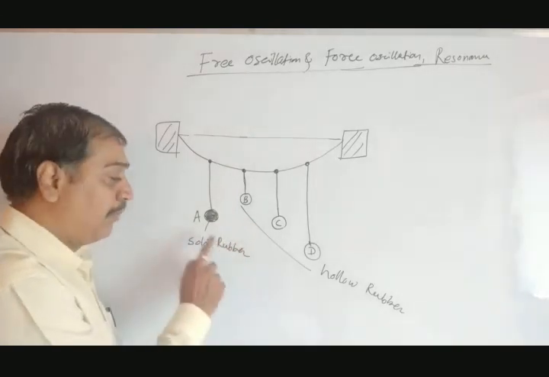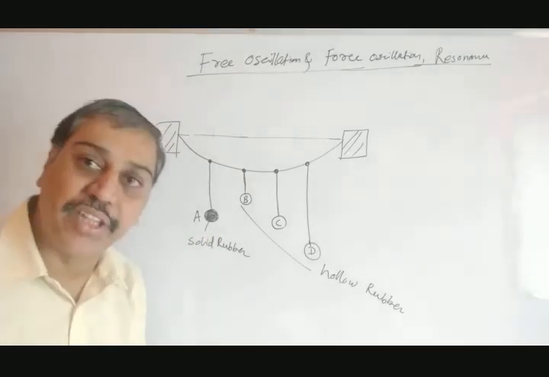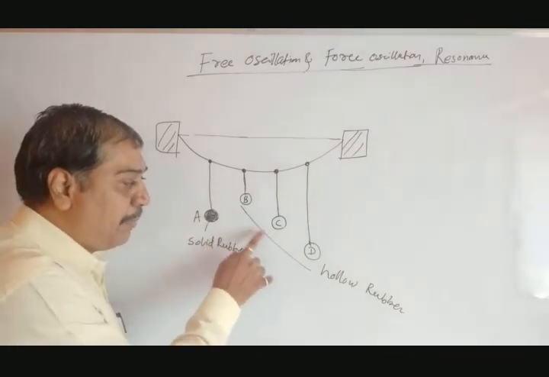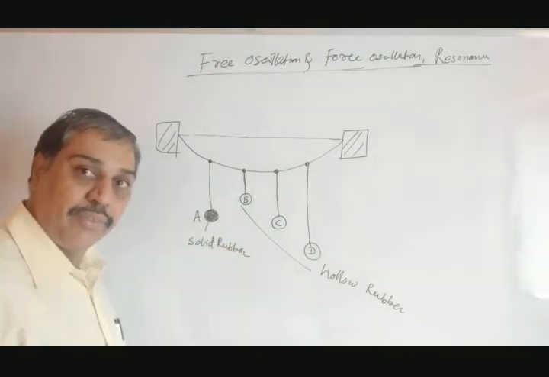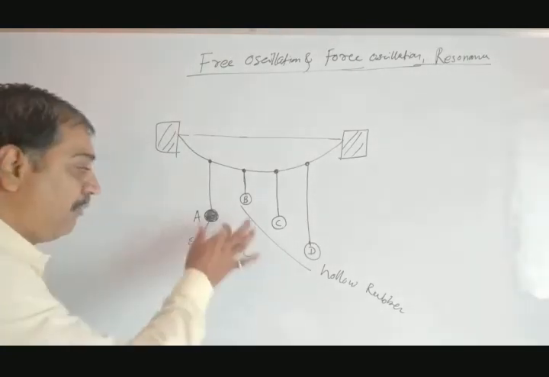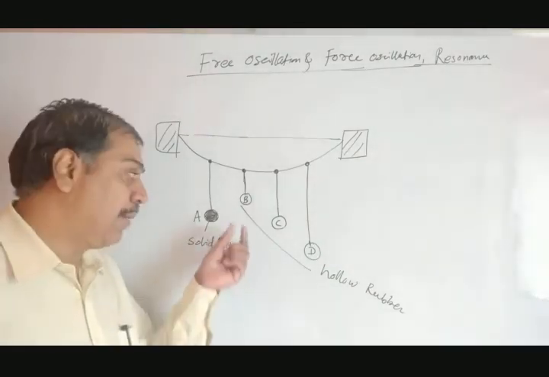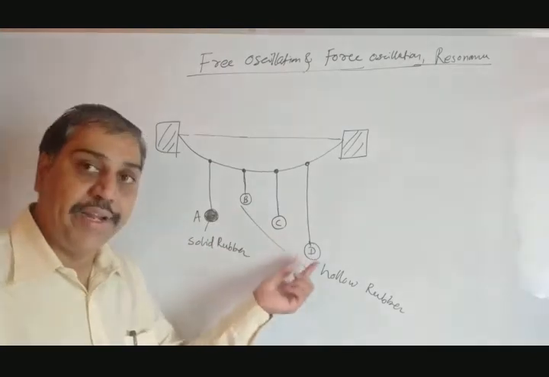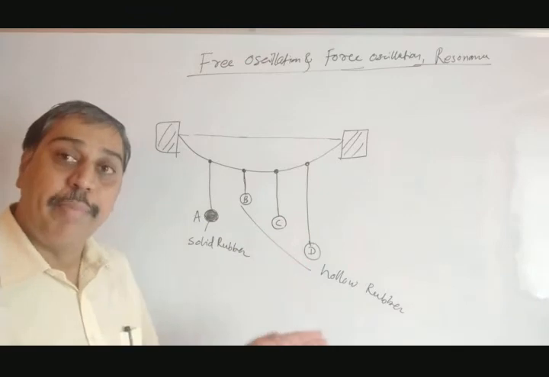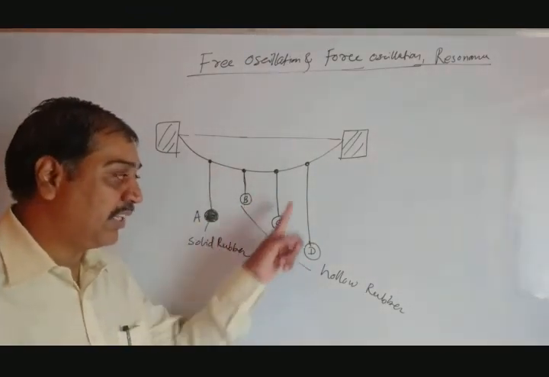Now the frequency of the sphere or pendulum A is said to be the natural frequency. It is vibrating with its own natural frequency. But the frequency of B, C and D is other than natural, or we can say forced frequency. So when we move this to one side and leave it, it starts performing oscillation. After some time, pendulums B, C and D also start performing the same type of oscillation. Automatically they will start, because energy gets transferred from A to the string, then to B, then to C.